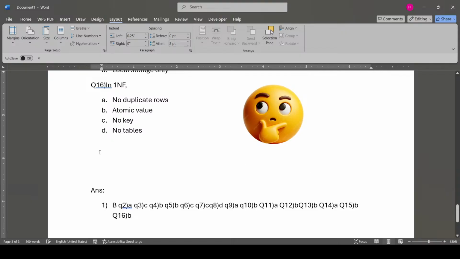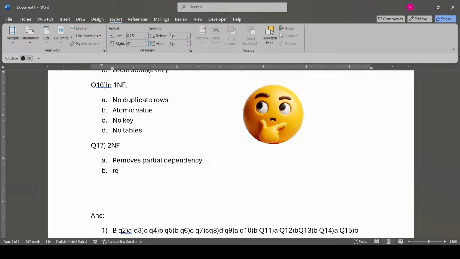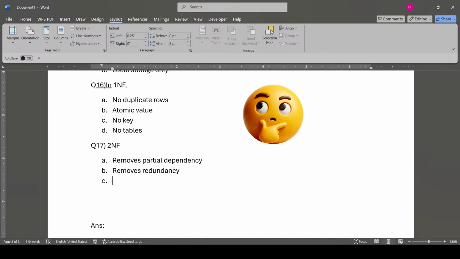Now going to talk about 17. So in 17 number we have 2NF. Options are here: removes partial dependency. Next is here. Next is there. Next is there. This one. Okay, now tell me the answer of this one, 17.